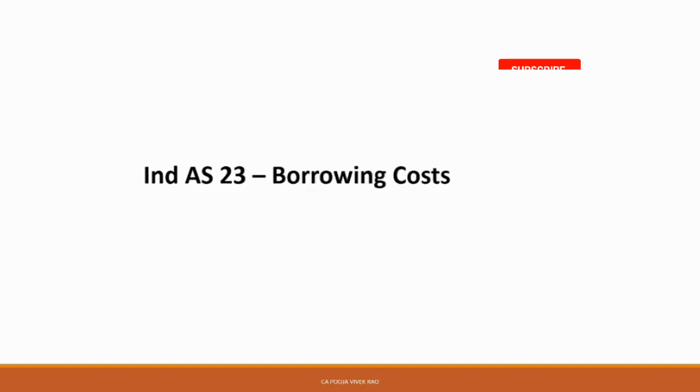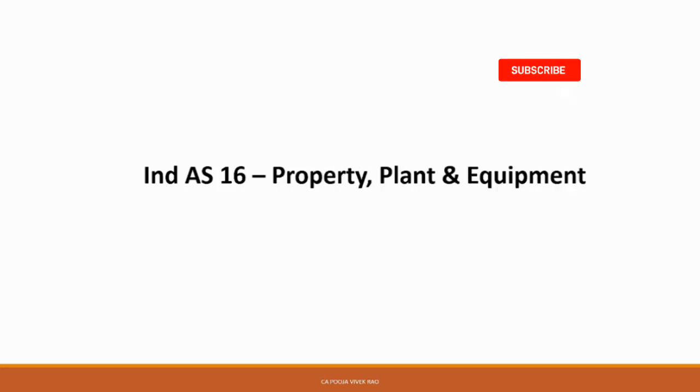Next we have Ind AS 23 borrowing cost. So some of the important topics will be specific borrowing, general borrowing, mixed borrowing, capitalization start date, suspension of capitalization. So there might be a question on any one of these type of borrowing. Next we have Ind AS 16, property, plant and equipment. So the key areas are cost identification, replacement of parts, overhauling expenses, component accounting.